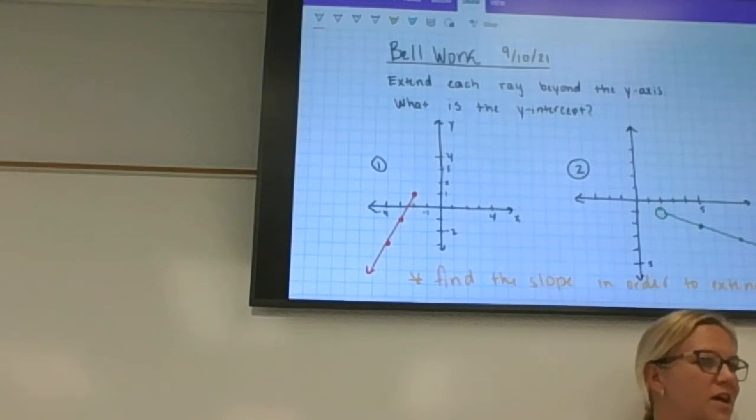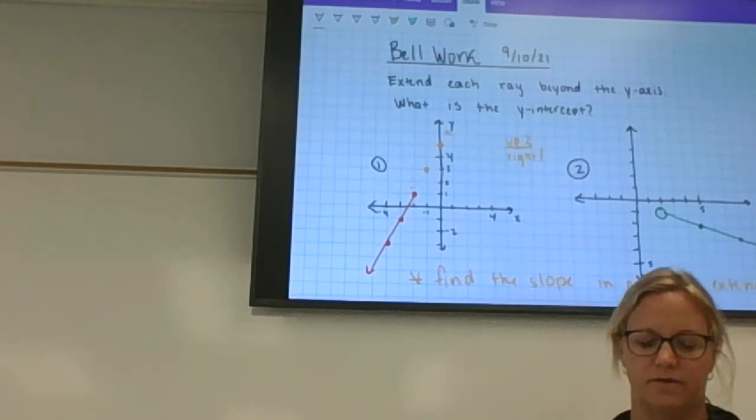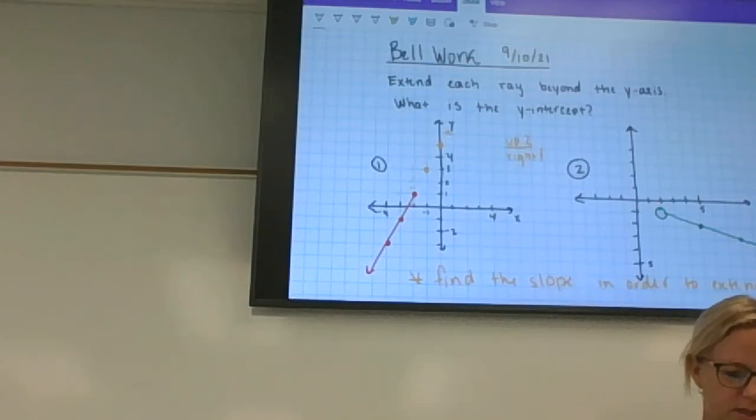What is the pattern here? Up 2 over 1. So I'm going to go up 2 over 1. Up 2 over 1. So if this were a line instead of a ray, the y-intercept would be 5.